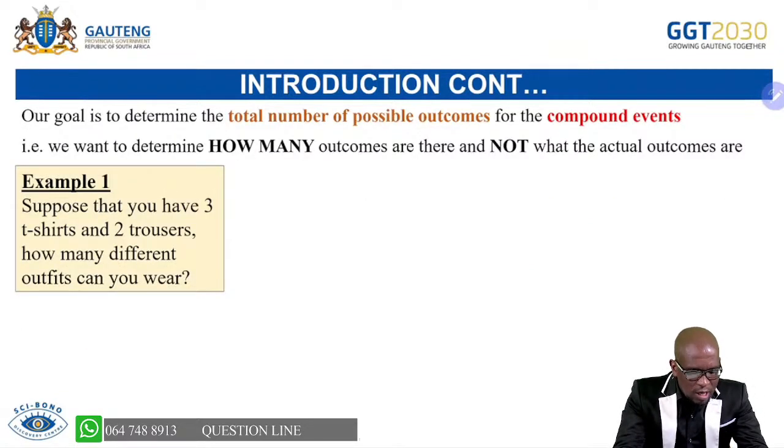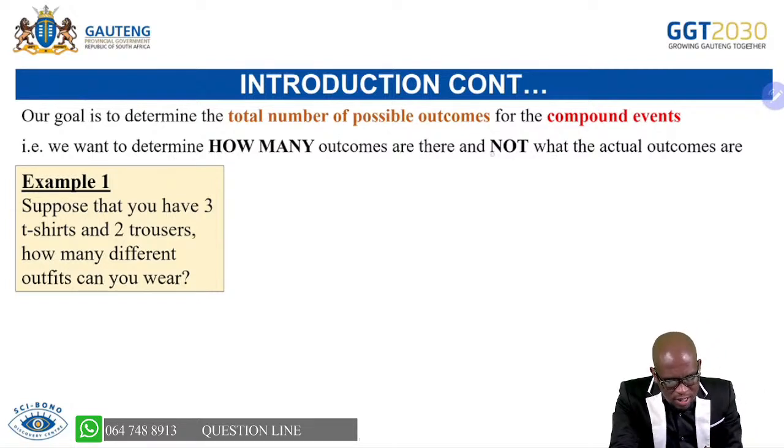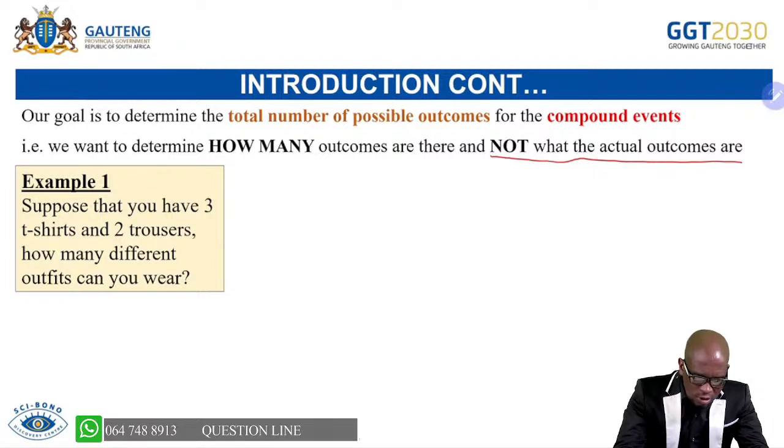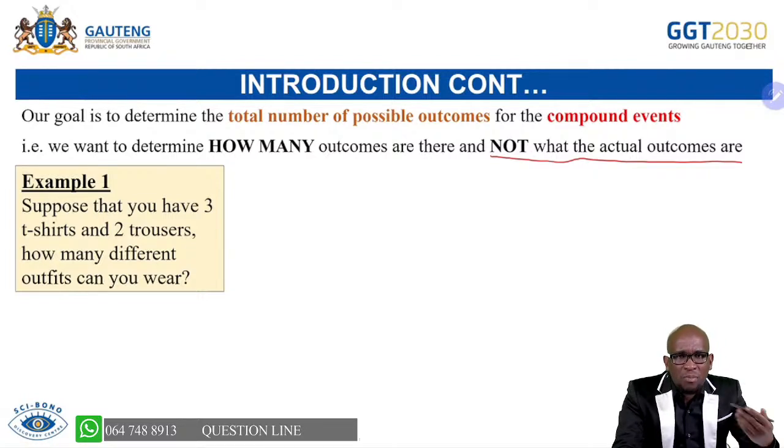Now, let's check here. Our goal is to count the total number of possible outcomes of a compound event. We want to determine how many outcomes there are, not what the actual outcomes are. That's very important. In the counting principle, we want to just know how many they are, not what those outcomes actually are, just how many they are.